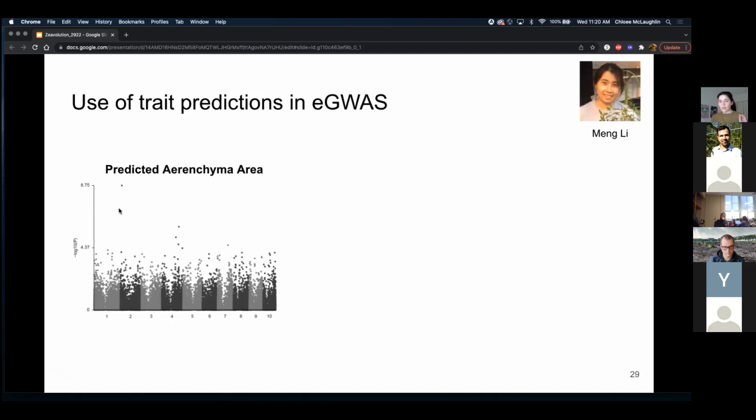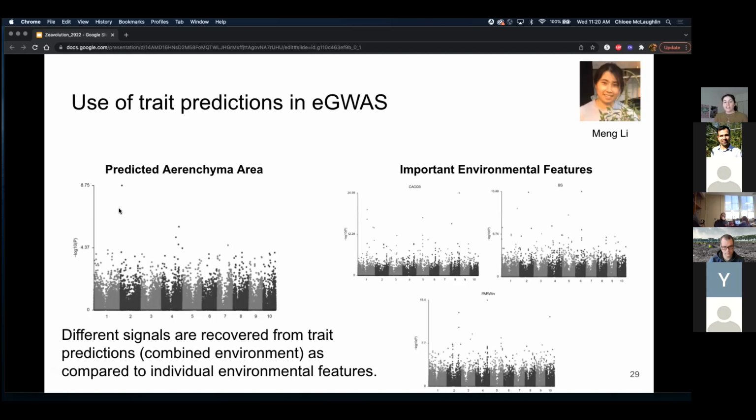beginning of chromosome 2. And importantly, we actually get different signals recovered from our trait prediction than whenever we plug in the individual aspects of environment that were used to predict that trait in an EG-WAS. So you can see here, we have Manhattan plots for the 3 aspects of environment that were used to train our ANCOMA area: calcium carbonate soils, base saturation, and photosynthetic active radiation of winter. And we don't recover that same SNP early in chromosome 2 for any of these 3 environmental EG-WASs.